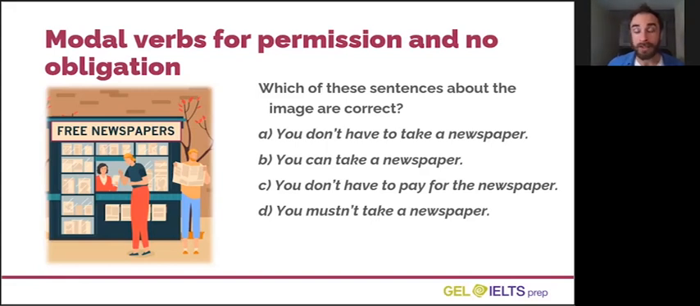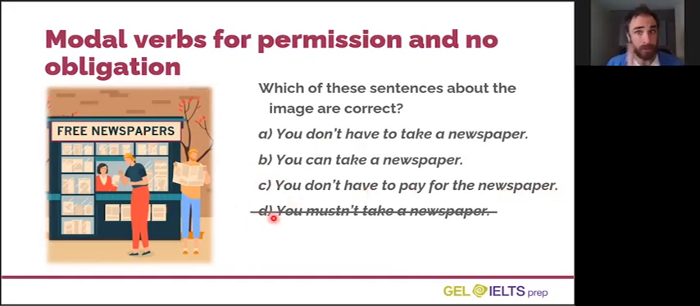The correct answers are A, B, and C. You don't have to take a newspaper. If you want a newspaper, you can take one, but you don't have to. It's not an obligation. B, you can take a newspaper. Yeah, it says free newspapers, so you can take one. And C, you don't have to pay for the newspaper. They're free. You don't have to pay.